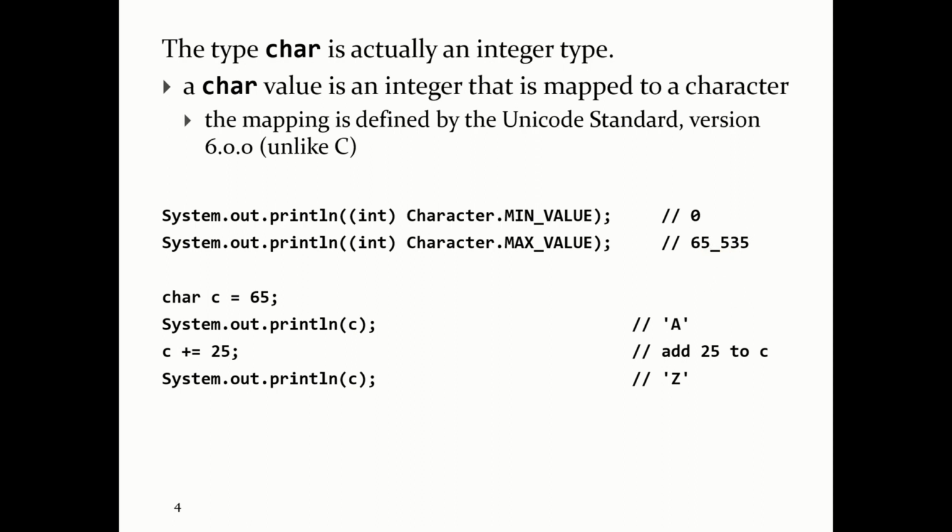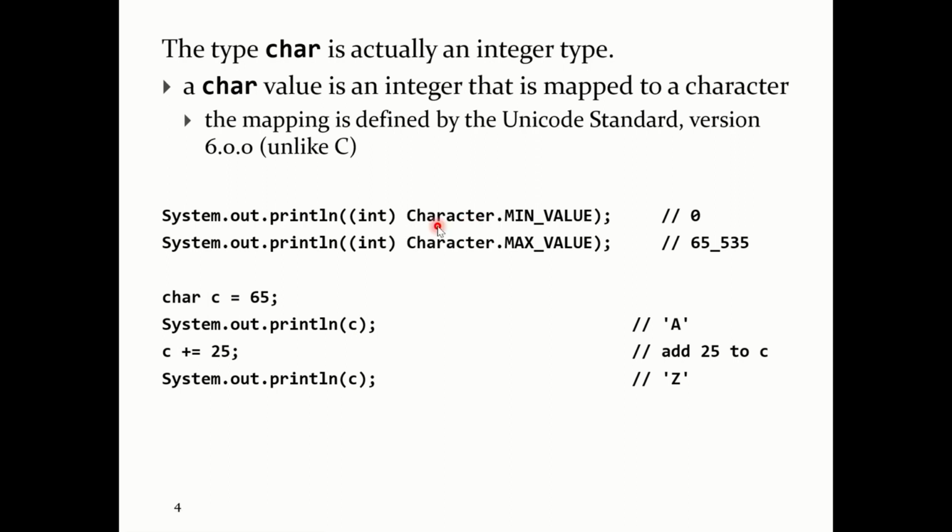Now, I'm doing something funny here. Just like with ints, the min value and max value are stored in a class called Character, with a big C. Why it's not big C Char, I don't know, because it's the class that represents information about chars. They decided to call it Character, so that's what we're stuck with.